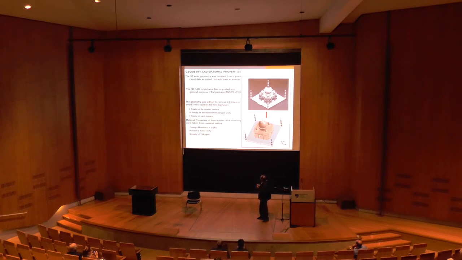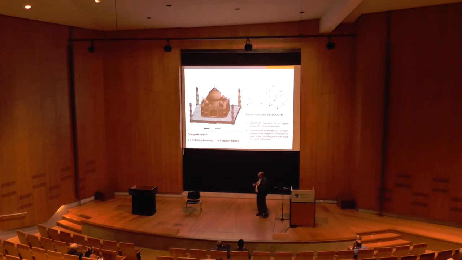Material properties: nearly 20 years back, one of the researchers got the opportunity to take some samples. So these are material properties on the actual sample tested from the Taj brick masonry, like Young's modulus, Poisson's ratio and density.